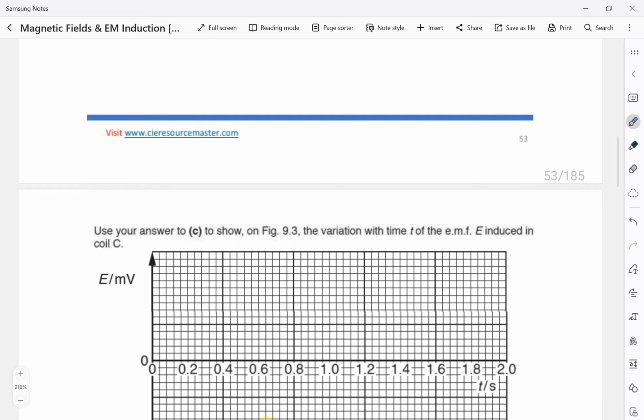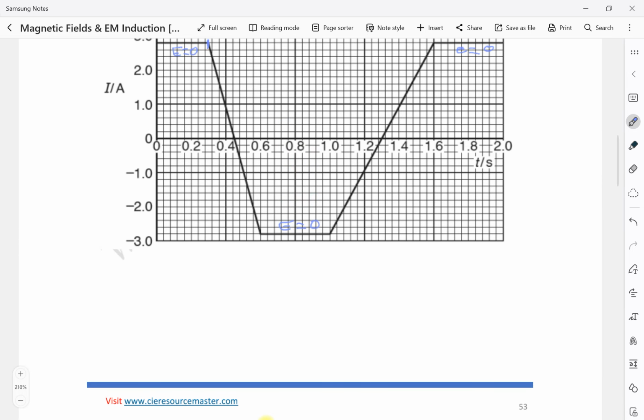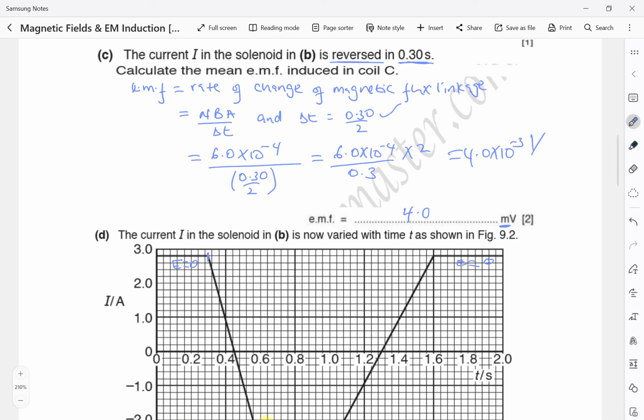Use your answer to show on the figure 9.3 the variation with the time t of the EMF E induced in coil C. So we are using the answer in C, which is the EMF, that is 4.0.